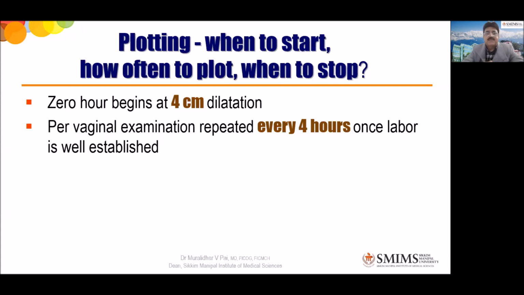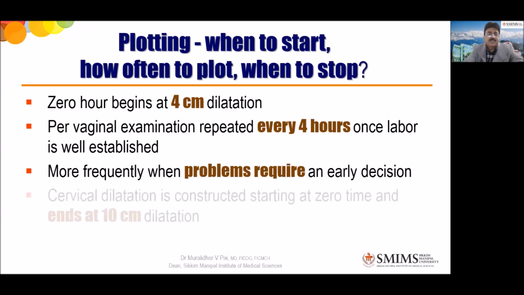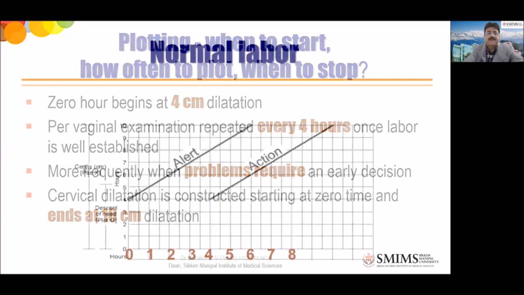Per-vaginal examination is repeated every 4 hours once the labor is well established. And then once in 4 hours, you plot it. It may be more frequent when the problems require an early decision. Cervical dilatation is constructed starting at 0 time and ends at 10 centimeter dilatation. Very, very easy and clear.